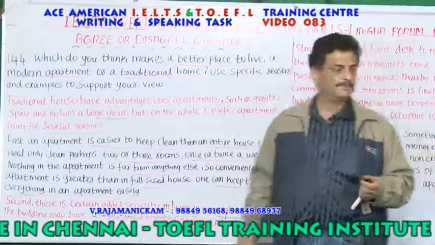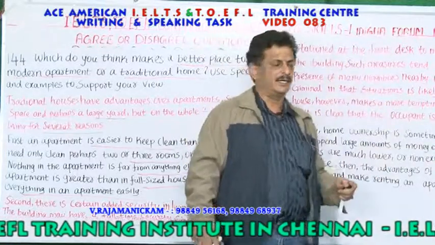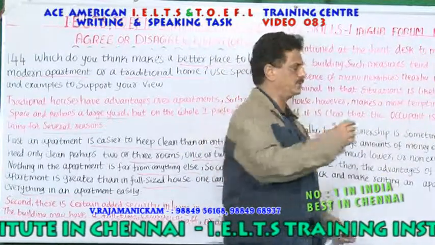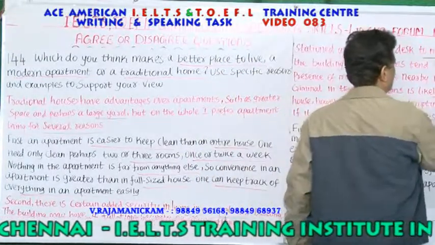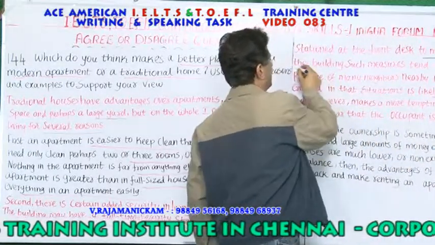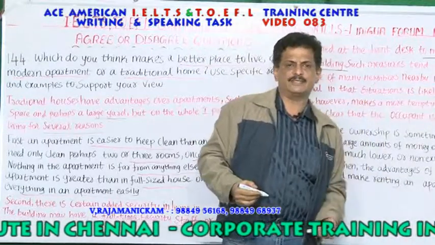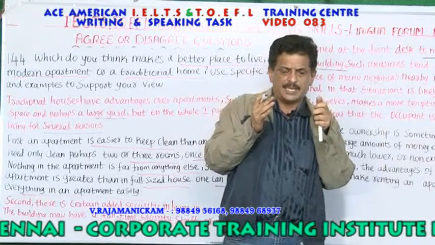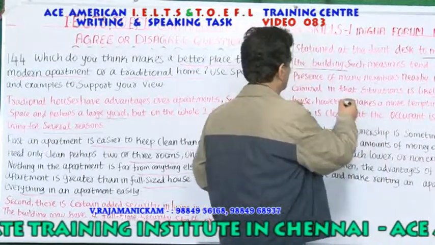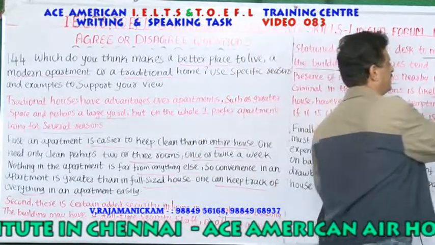Or at least a person is stationed at the front desk, the watchman or security, whoever it is, to monitor. Monitor means what? To just see who goes inside the apartment and goes out, persons entering and leaving the building. Such measures tend to reduce crime. So security is there, so it makes the crime rate come down, or the crime is zero over here. Moreover, the presence of many neighbors nearby is a deterrent. Deterrent means what?